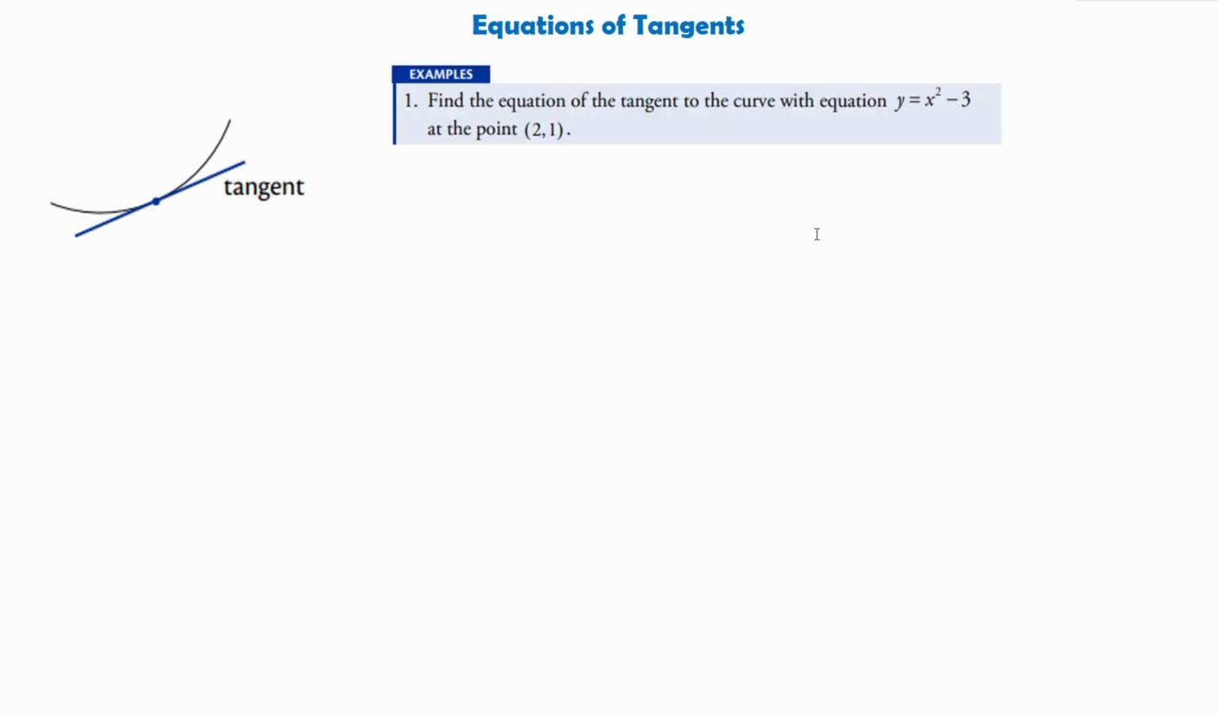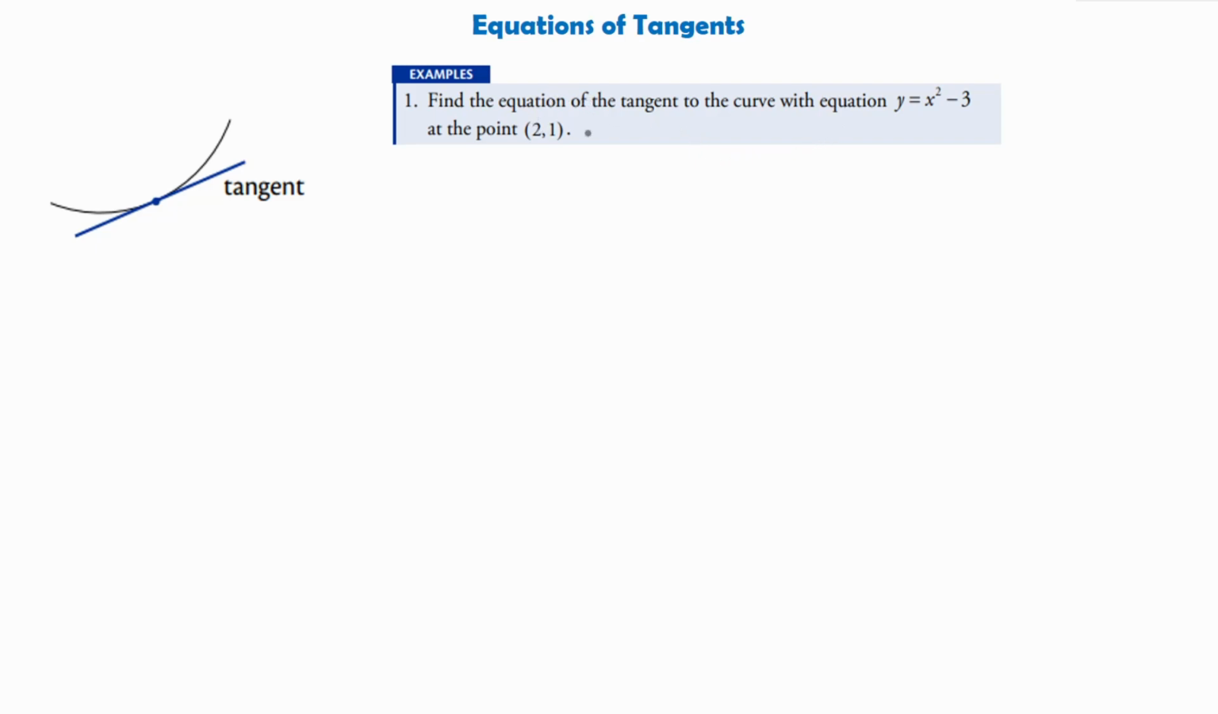So we're going to do our first example here. I've kept up the diagram of a tangent so you can visualize exactly what is happening. This example asks us to find the equation of the tangent to the curve with equation y equals x squared subtract 3 at the point (2, 1). Now, if you remember, we said that the gradient of the tangent is equal to the derivative, so the rate of change of the equation of the curve at a point x equals a.